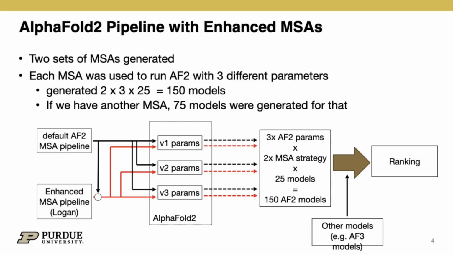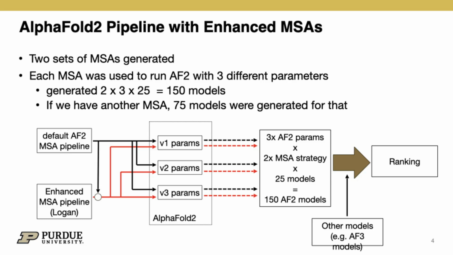Okay, so here is our pipeline. We have AlphaFold 2 with AlphaFold 2 multimer for 3 different parameters. Those are 3 parameter sets. And then I have 2 databases, 2 MSAs, the regular MSAs from AlphaFold, and also adding the Logan. So in total, we have 3 by 2, 6 combinations of the MSAs and parameter sets. And for each of them, we generate 25 models. So that gives 150 AlphaFold 2 models.